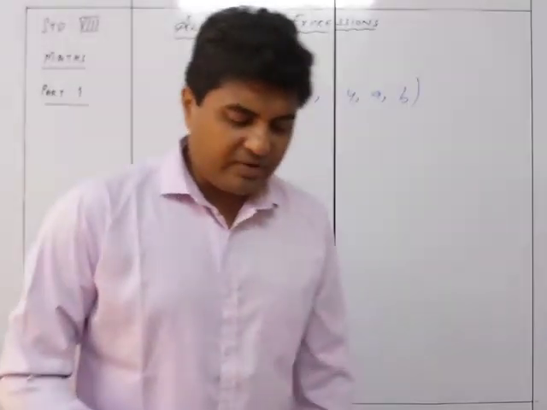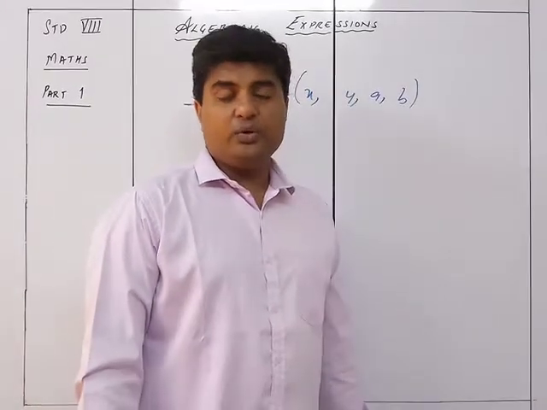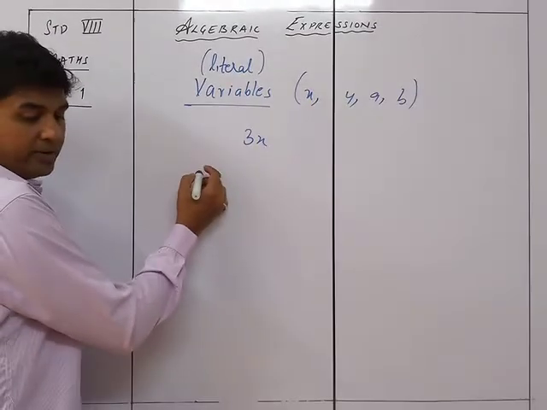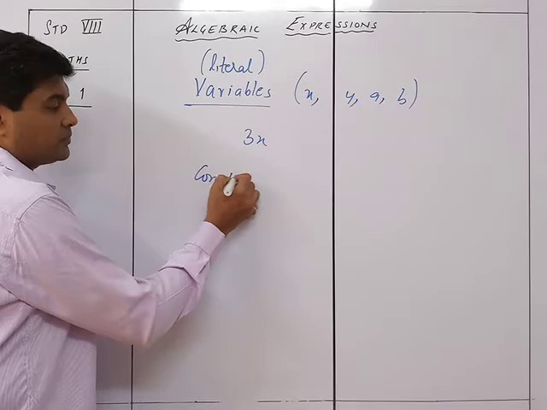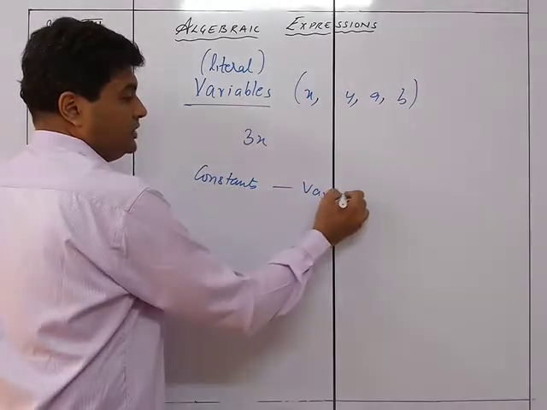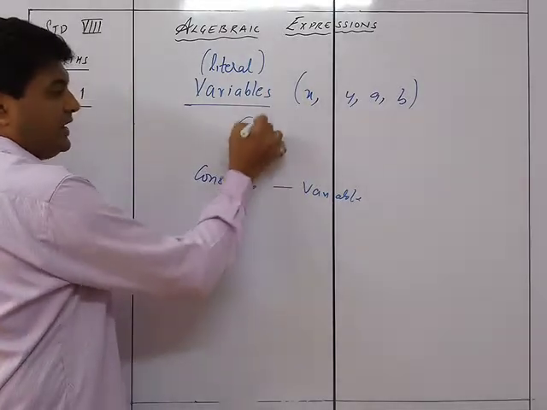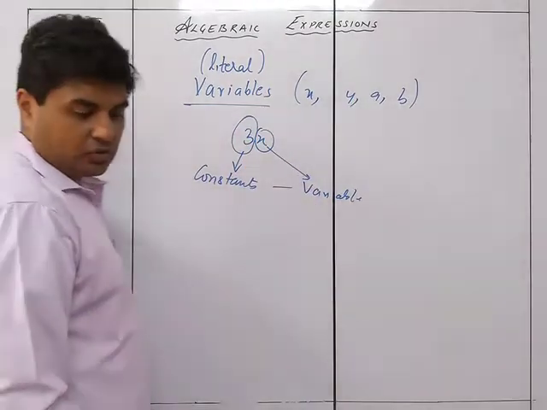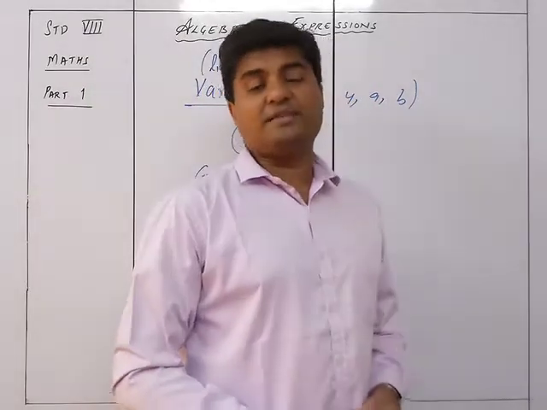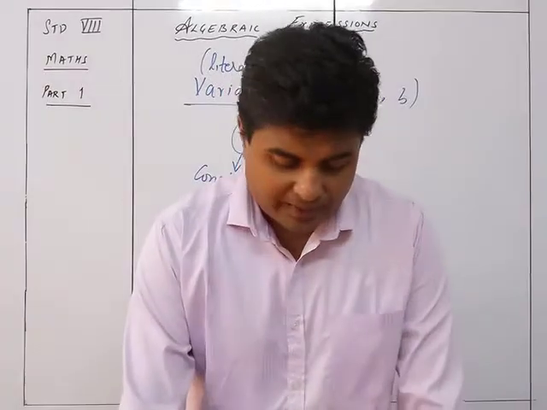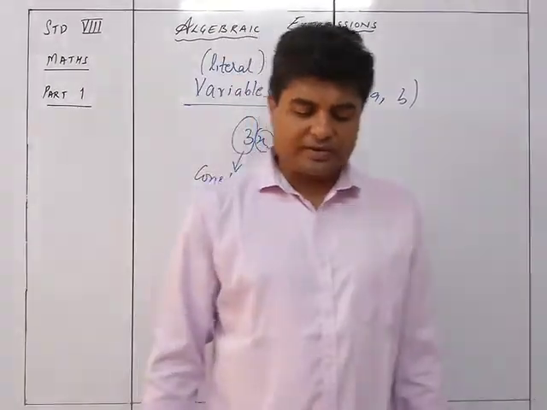So that's why we see that in algebra we use two kinds of symbols. One is constants and the other is variables. So here in this, 3 is the constant and x is the variable. The constant is the fixed value, or we can say the number which has got a fixed value, which is called as a constant.